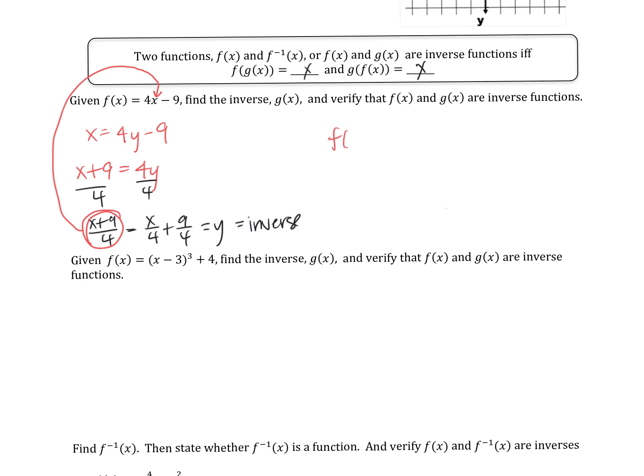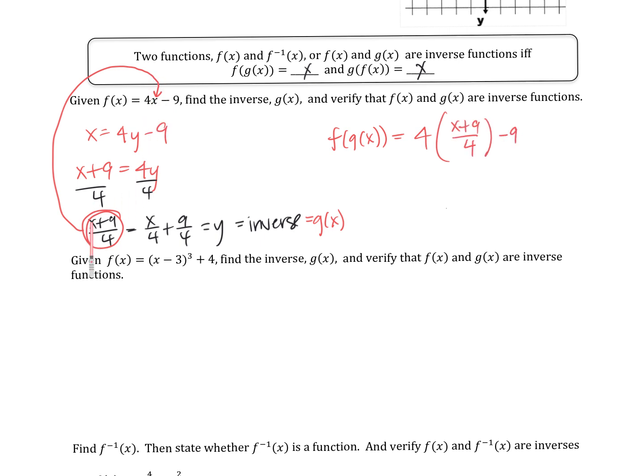If I said f of g of x, I'm going to say my inverse is g of x. I'm going to name my inverse g, and I now need to plug g into f. Now you might be like, hold up. I'm plugging x plus 9 over 4 into x, and I'm going to say, yeah, because in inverses, the x and the y can switch. So if y equals this, I get to plug that in right there. If I plug that in, that would be 4 times x plus 9 over 4 minus 9.